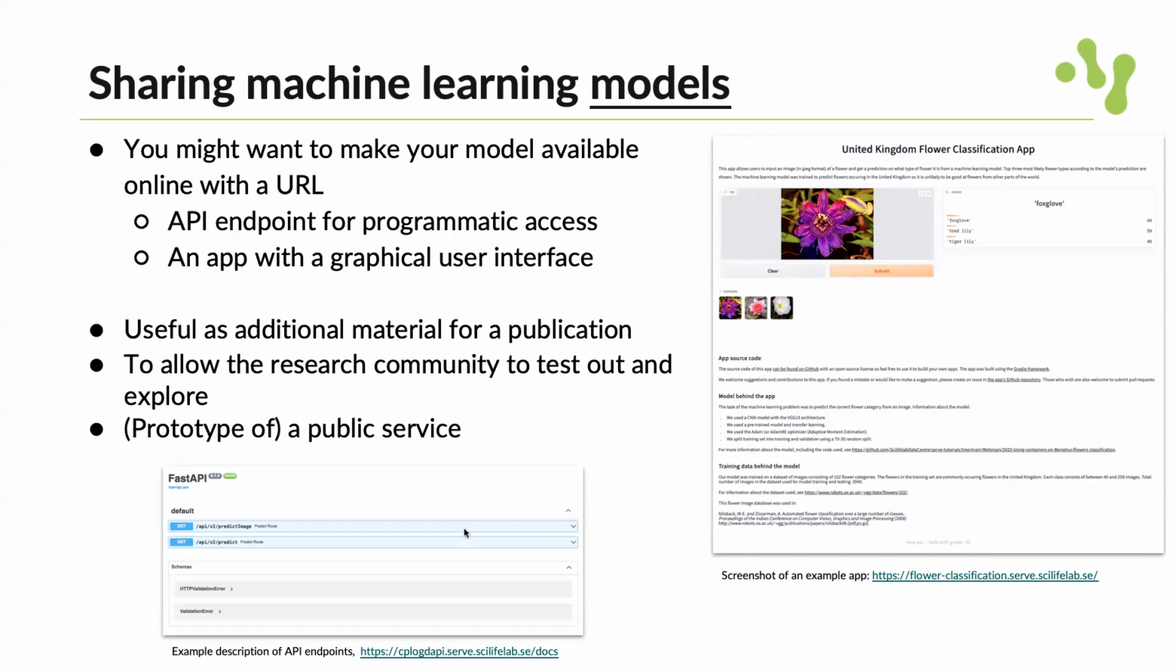You might also want to make your model available somewhere with a URL, so that either people can send API requests to it to make an inference, or maybe you want to create a graphical interface for your model. And this can be useful as additional material for publications, if you want the readers of your research article or blog post or whatever to explore your model more. This can also be used as a prototype of some maybe future service which you're imagining that can be built based on your model. And this is something that we support at SciLifeLab Serve.